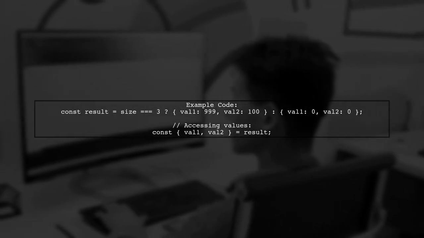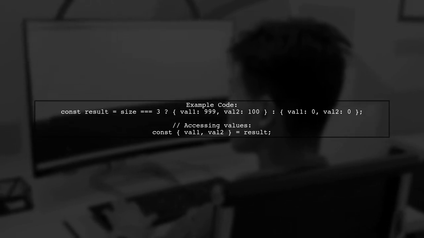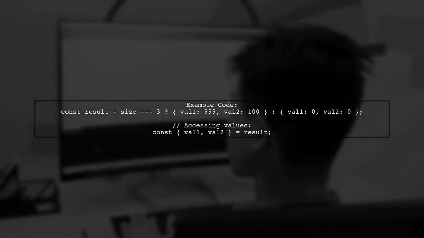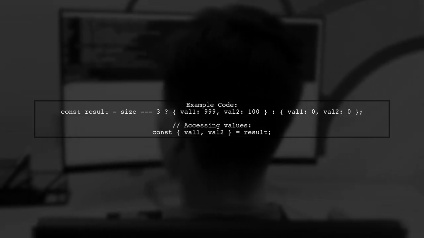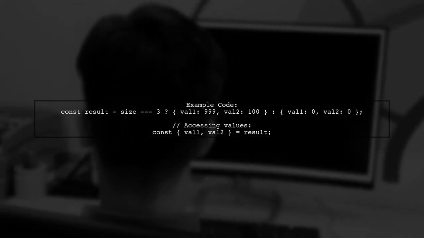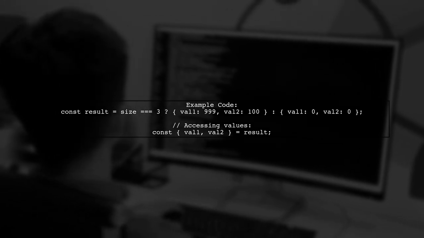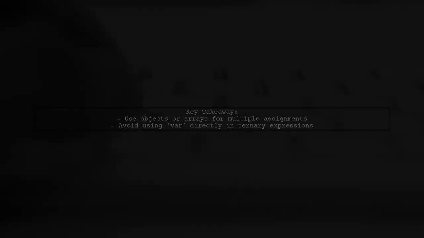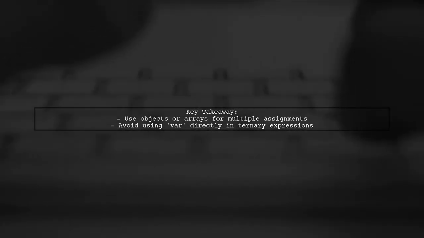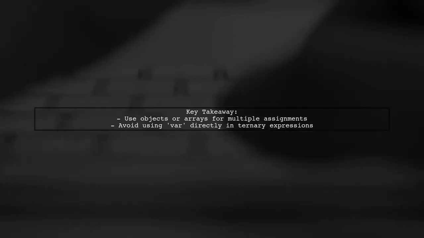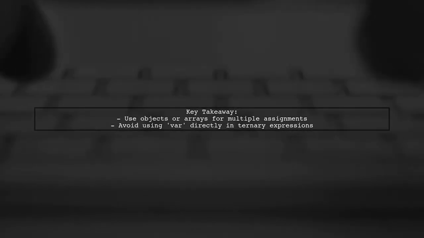In this example, if the condition is true, we create an object with both values. If false, we return another object with default values. This way, you can effectively assign multiple values based on a condition using the ternary operator without running into syntax errors.